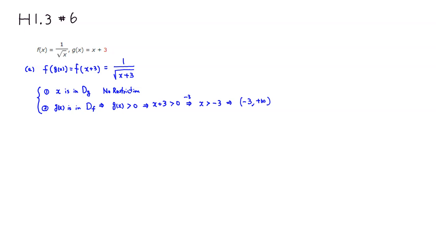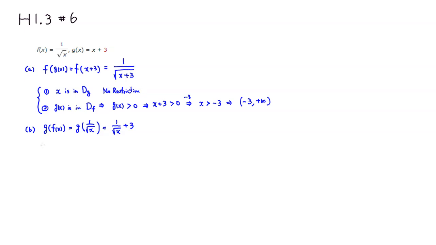All right, so let's look at part B. We want to look at g of f of x. So for the inside function, replace that with 1 over square root of x. Then using the function notation, every time you see x in the formula, we're going to put 1 over square root of x. So this is just going to be 1 over square root of x plus 3.